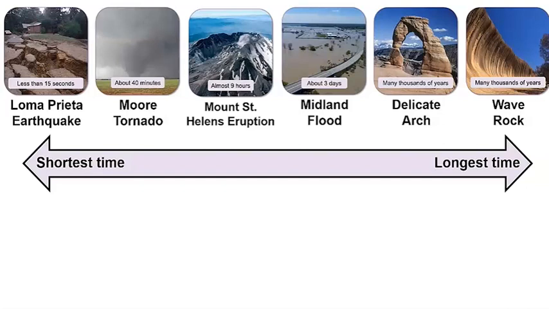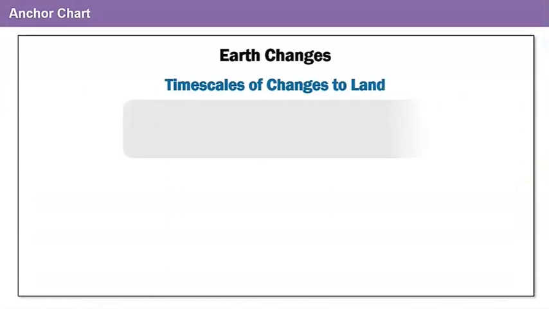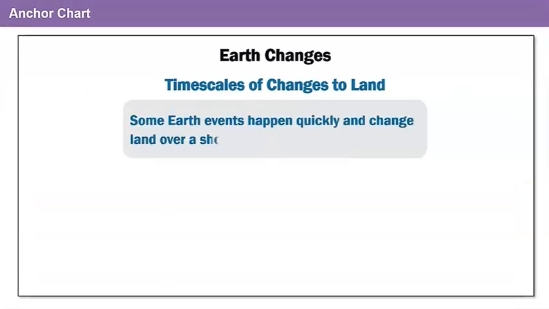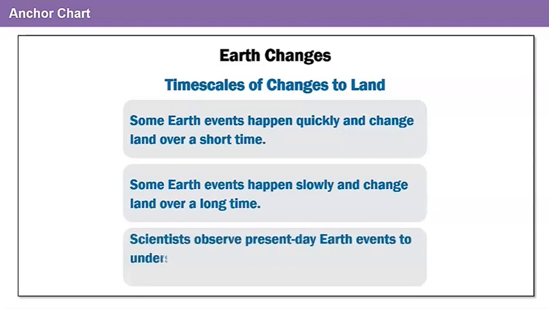Wow! We have learned so much about the time spans of Earth events and how they compare to a human lifetime. Let's add everything we have learned about timescales of changes to land to our anchor chart. Some Earth events happen quickly and change land over a short time. Some Earth events happen slowly and change land over a long time. Scientists observe present-day Earth events to understand how land may have changed in the past.